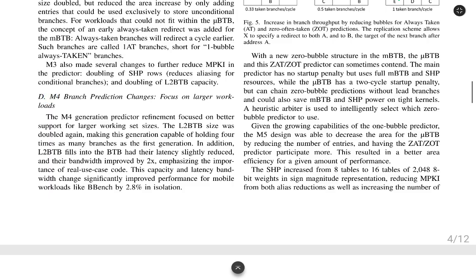The M4 branch prediction changes focus on the large workloads. The M4 generation predictor refinement focused on better support for large working sets. So the L2 BTB was doubled again, making this generation capable of holding 4 times as many branches as the first generation. In addition, the L2 BTB and the micro BTB had their latency slightly reduced and their bandwidth improved by 2 times, emphasizing the importance of real use case code.